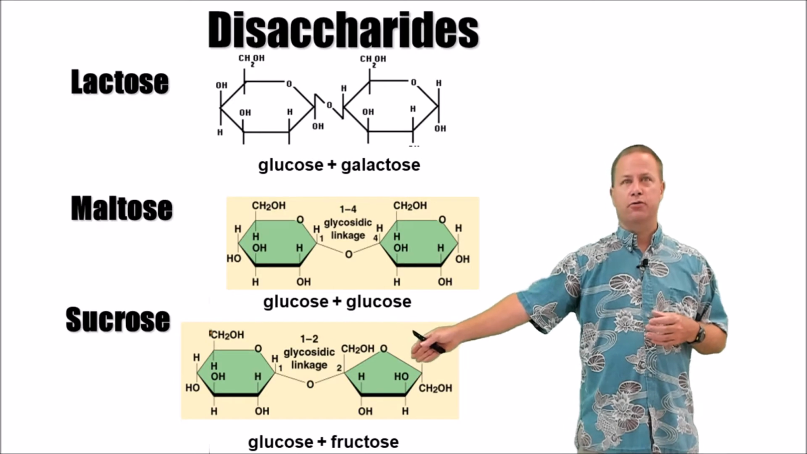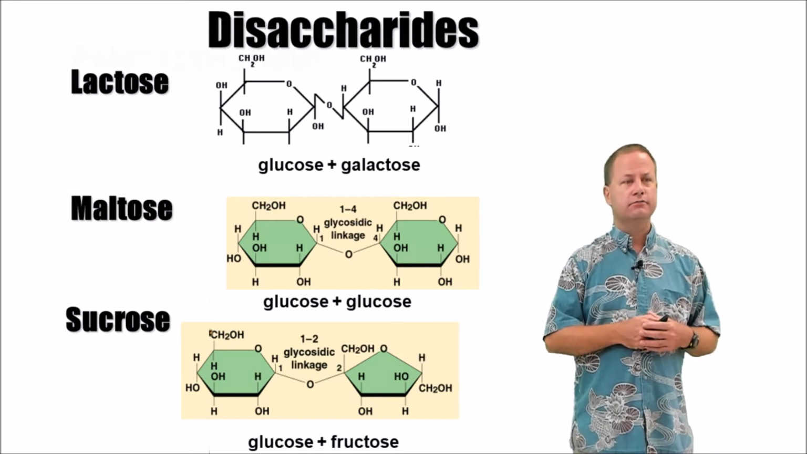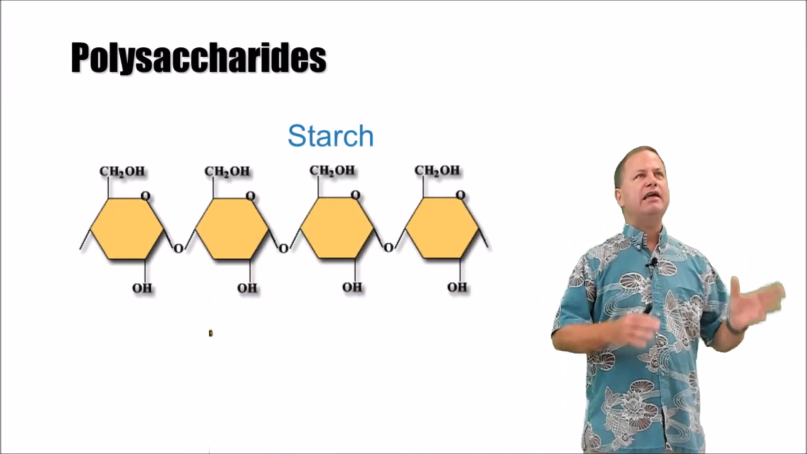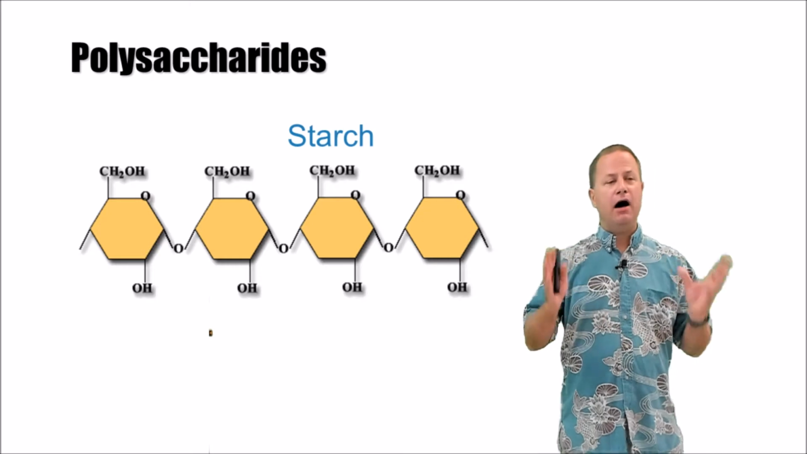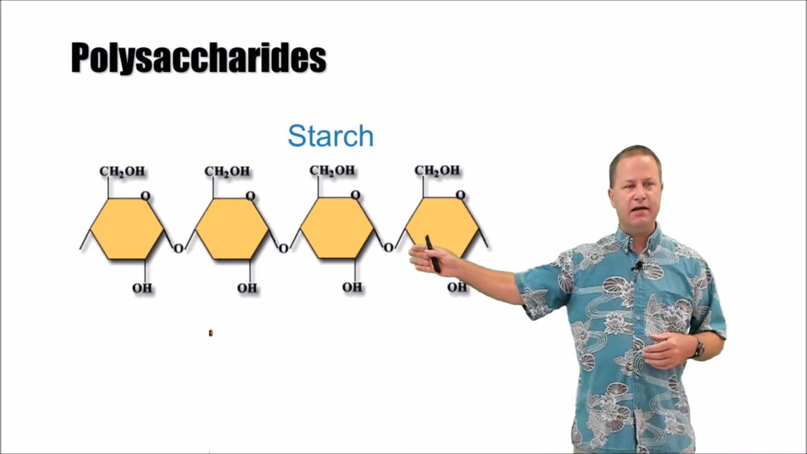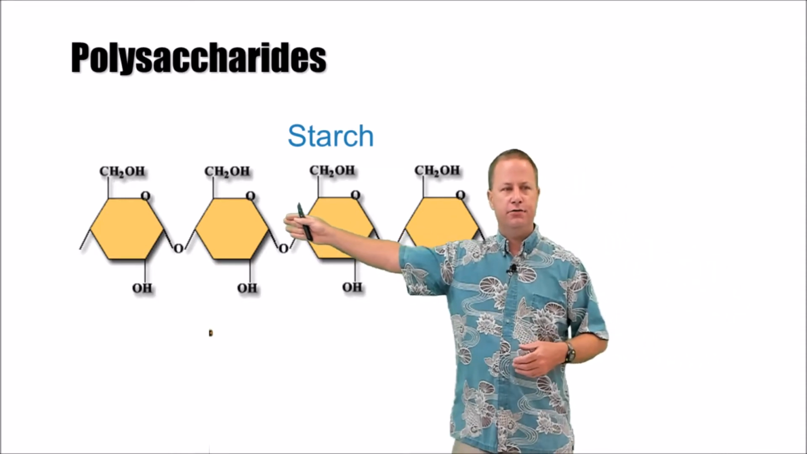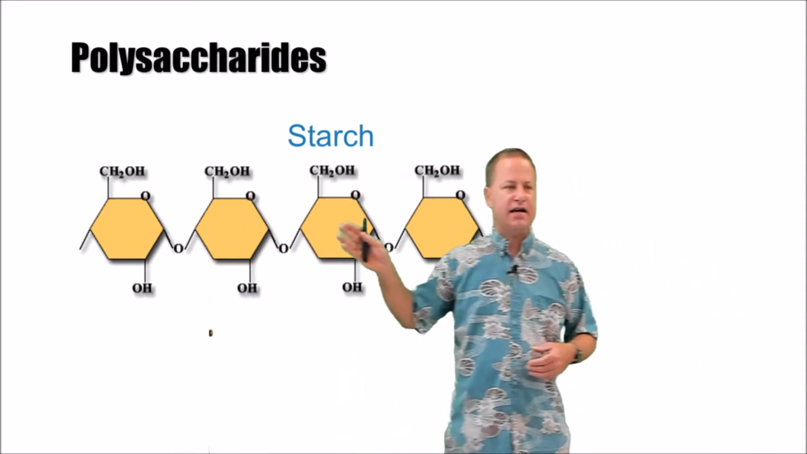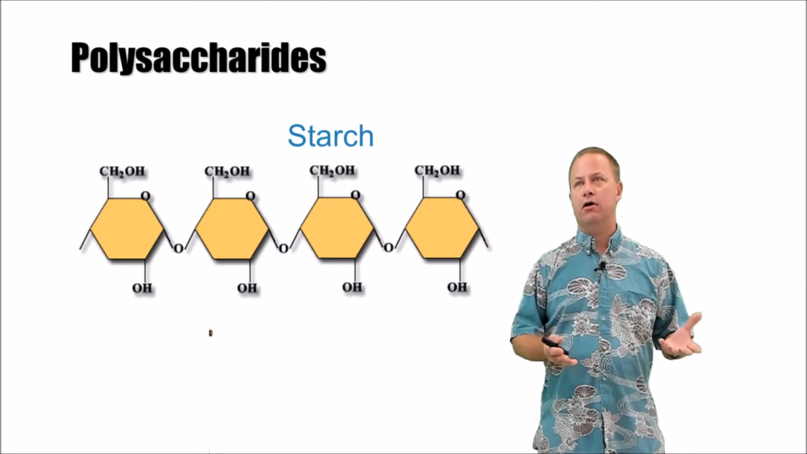Sucrose is table sugar, right? It's two monosaccharides linked together, and that makes it a little bit sweeter. And then we have the polymers. These are called polysaccharides. Remember that poly here means many, so we have many sugars, each of these six carbon compounds, 1, 2, 3, 4. So this is a polysaccharide, and it's joined together via dehydration synthesis to form something called a starch.